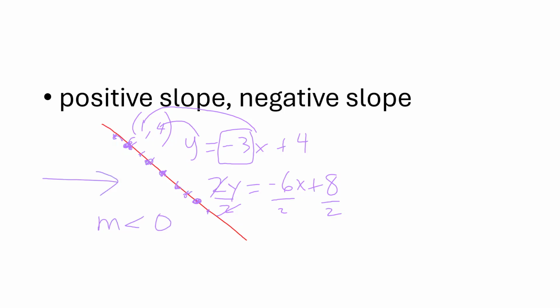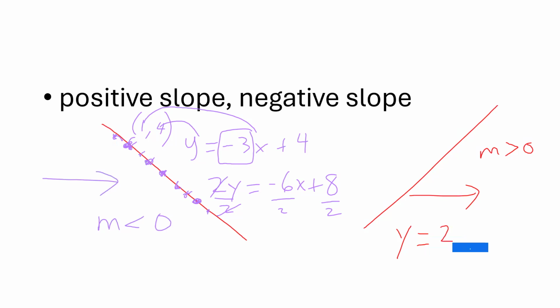Okay. I have this line. Now, from left to right, it's going up. So I say, oh, it's got a positive slope. So the equation is going to be something like that. It has to be a positive slope. If it's a negative slope, you know it's wrong because it's going up from left to right.